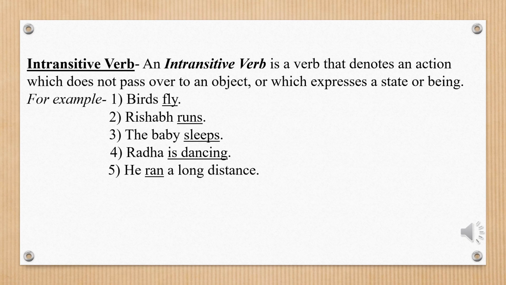Birds fly. Rishabh runs. The baby sleeps. Radha is dancing. He ran a long distance. In all the above sentences, the action does not pass from the subject to the object. Hence, the usage of the verb is intransitive. The verbs are intransitive verbs in all these cases.